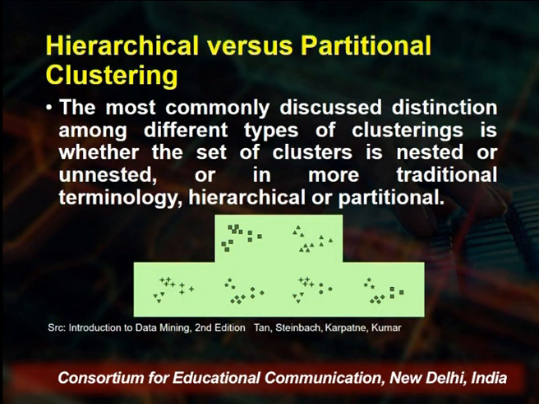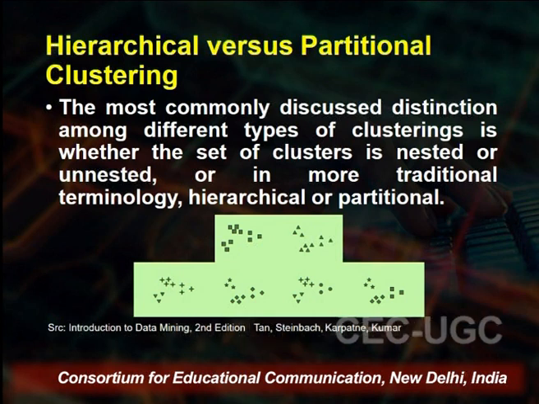In this diagram we can see that we have created 5 different clusters from the parent dots, right. Here we are looking at dots as different objects, and these objects are divided into different clusters. This type of clustering is very commonly discussed, and what we are looking at is the distinction among the different types of clustering. Here it is nested or it can be unnested, right. In more traditional terminology we say this is hierarchical or this is partitional, right.